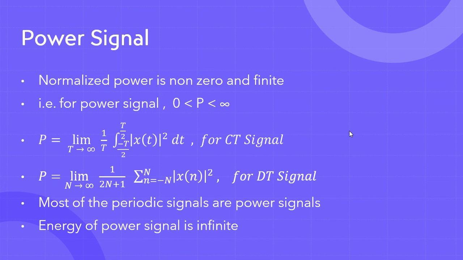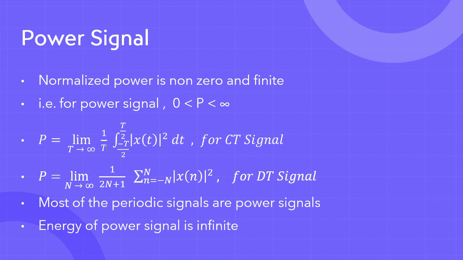Then what do we do? This area we divide by T. See, we have a 1 by T over here. When we divide by T, we get the average value of x(t).